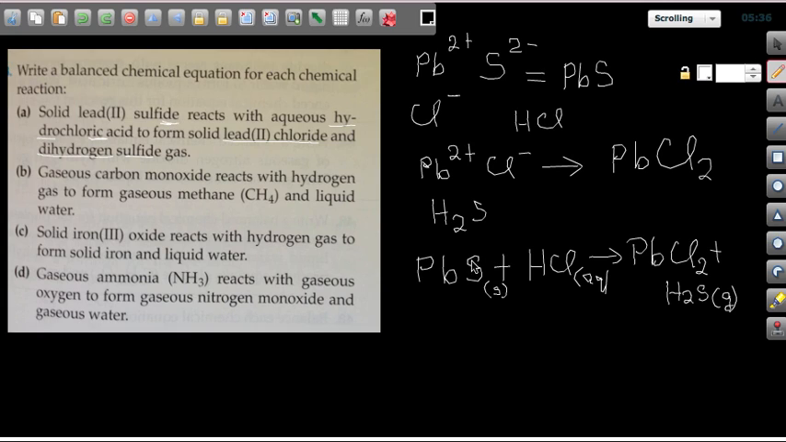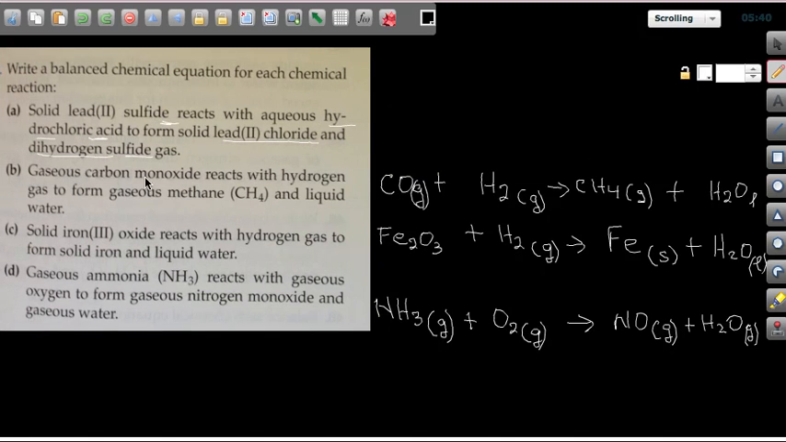I need to balance this. I have 1 lead here and 1 lead here. I have only 1 chlorine here and 2 chlorines here. So I'm going to try and put 2 here to make it 2 chlorines. In putting 2 chlorines here, I ended up getting 2 hydrogens here. So I have to go back on this side and check to see if I have 2 hydrogens. Indeed, I have 2 hydrogens. I have 1 sulfur and 1 sulfur. I've checked every single atom and they're balanced. So this is my balanced chemical equation. Okay, pause the video.